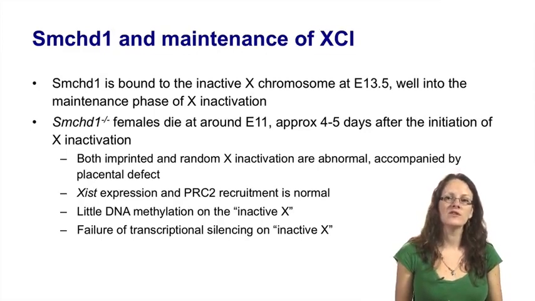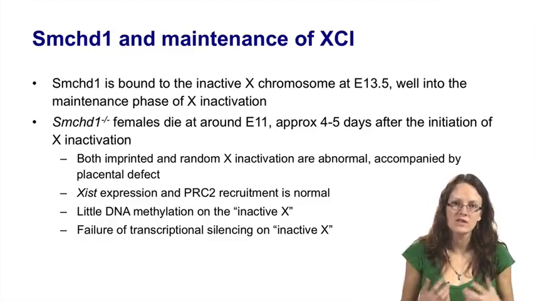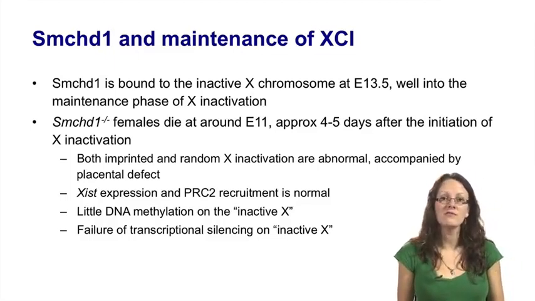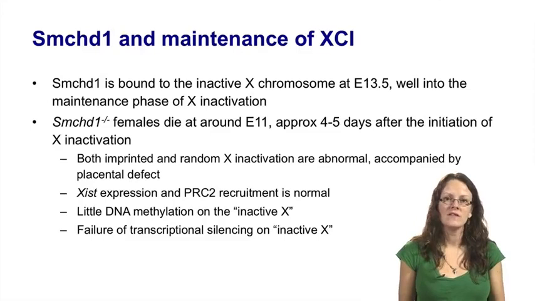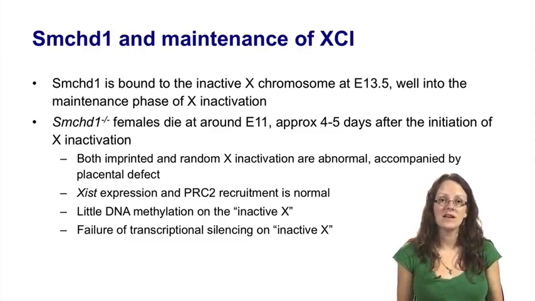We also know in embryos that are null for Smchd1, the females die at around embryonic day 10 or 11. Again, this is in the maintenance phase of X inactivation, not the very initiation or early stages, suggesting they make it through those initial stages, but fail at the last stage. So the summary of what we know is that both imprinted and random X inactivation are abnormal. And this differs from what I told you about with DNMT1. The imprinted X inactivation defect is accompanied by a placental abnormality.